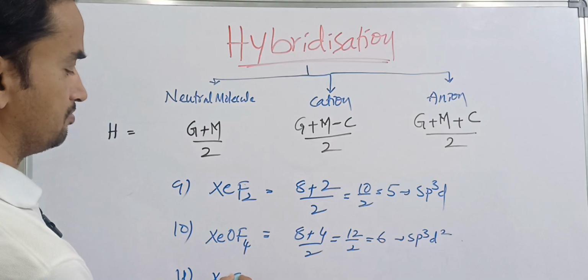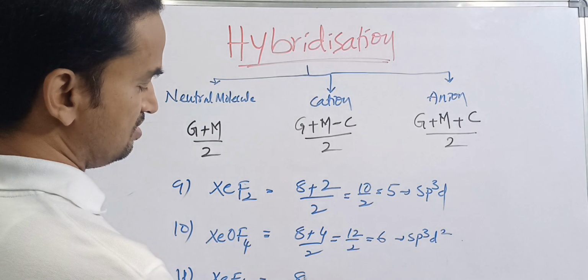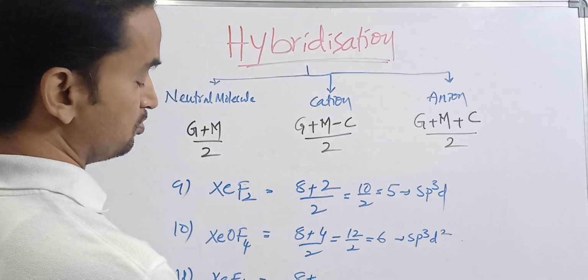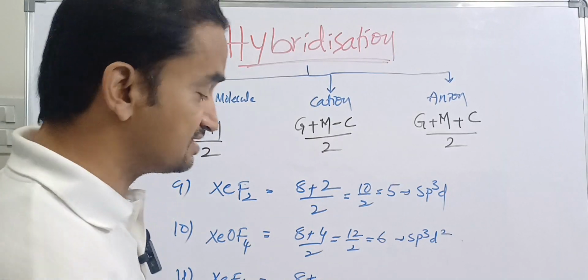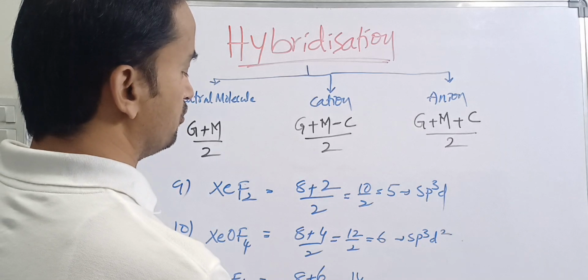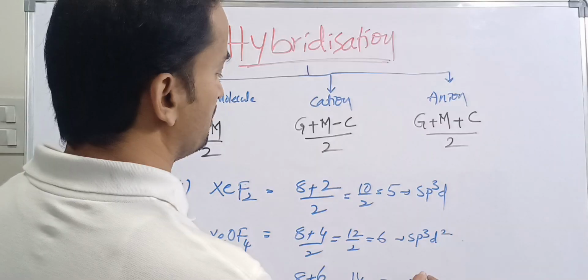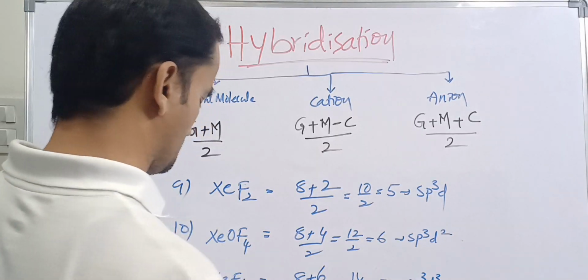Next one, XeF6 is also given. So here again the central atom is xenon, which belongs to 8th group, and again the number of monovalent atoms are 6, divided by 2. So that means 14 divided by 2, that is 7, sp3d3 hybridization.